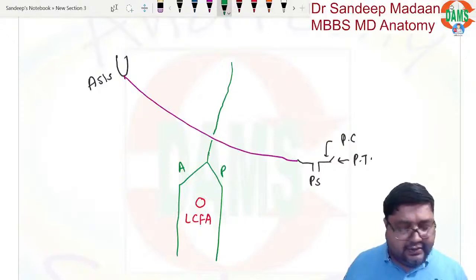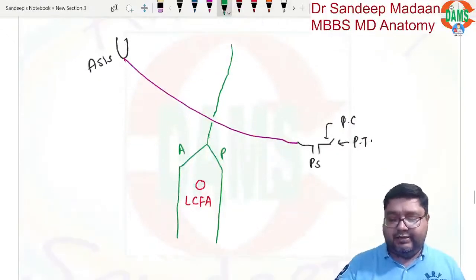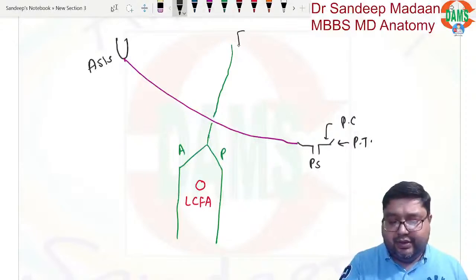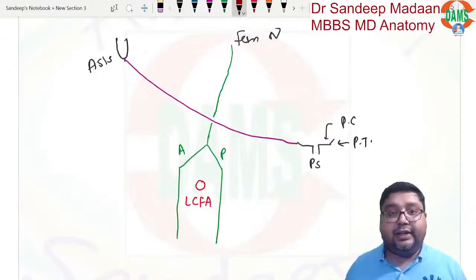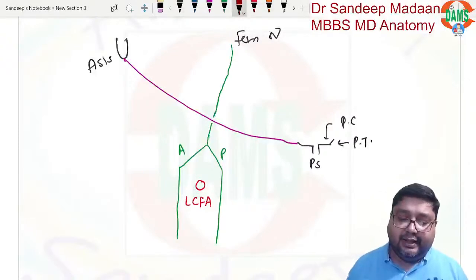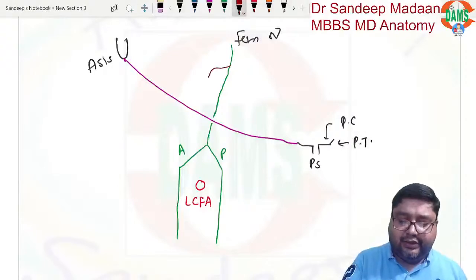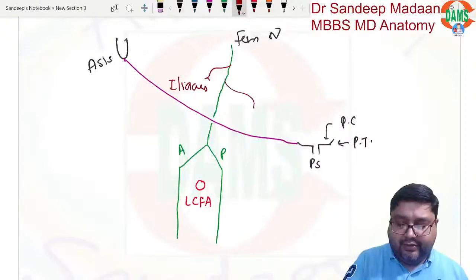Making sense? What are the branches? If you see, when the femoral nerve is about to enter the femoral triangle, it is entering from above. From above, it will give one branch to the muscle iliacus and one branch to the muscle pectineus.